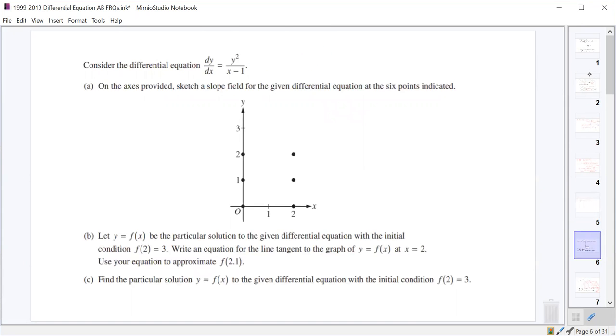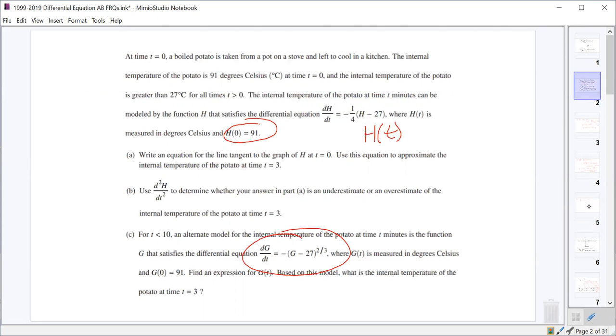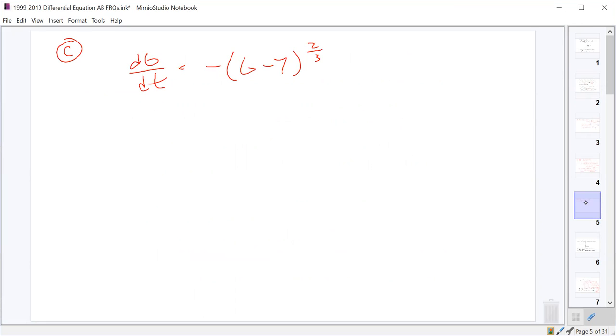So what's the first step on this going to be? We need to separate the variables, right? Yeah. It's minus 27, not minus 7. Minus 27. I guess, didn't I say 27? All right.